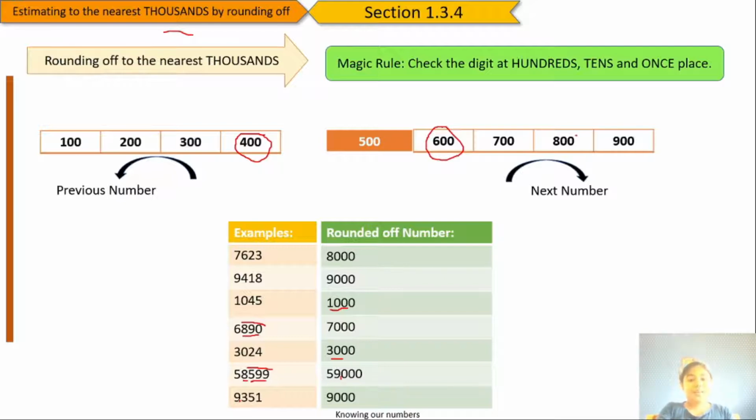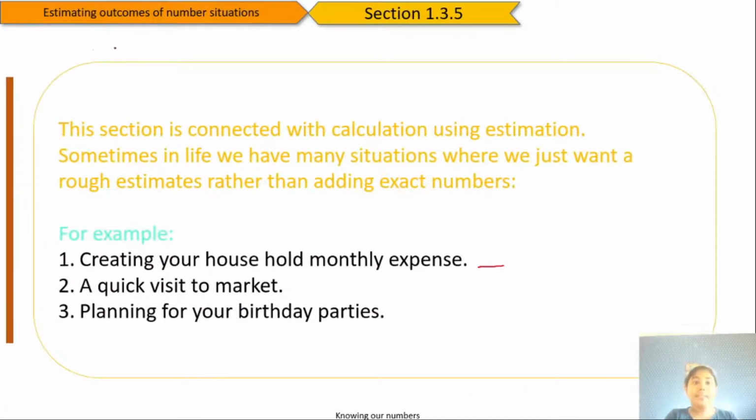Our last number is 9,351, which will be rounded off to 9,000. Wasn't it easy? So next is estimating outcomes of number situation. This section is connected with calculation using estimations.